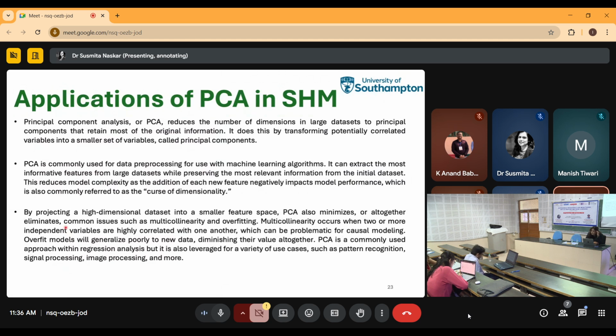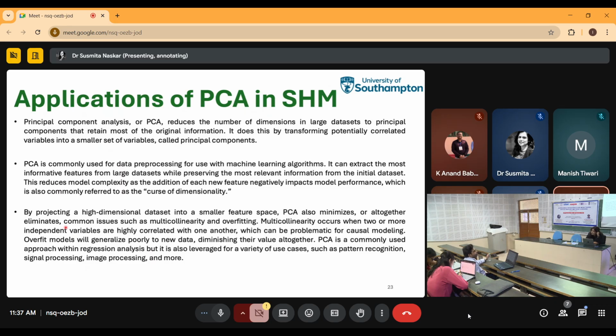Another important factor is that they are used for denoising or compression. They reconstruct with the top PCs to filter out any kind of noise and shrink the data size. And they are very useful in SHM, because sensor fusion and compression is one very good example where PCA is used. They combine many accelerometers or strain gauges into a handful of PCs for real-time monitoring, right? That's where we use PCAs quite a lot.